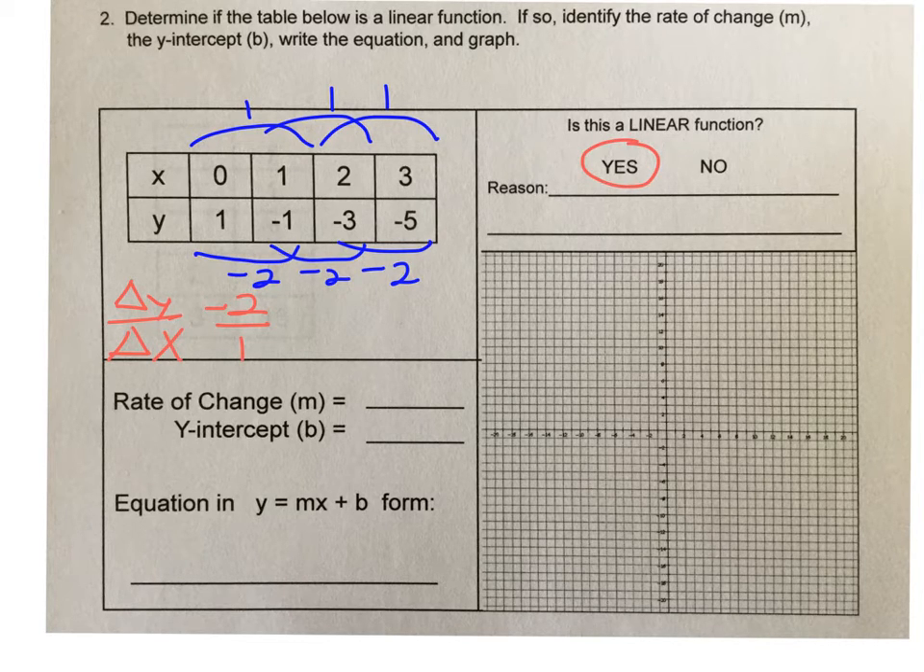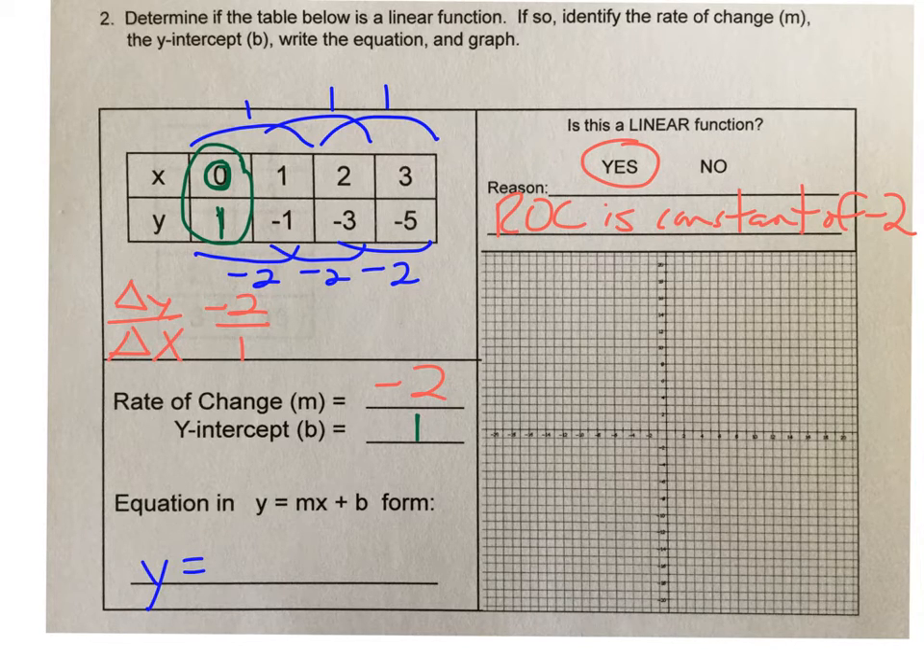So it is linear because the rate of change is constant of -2. Constant of -2 because -2 divided by 1. So your rate of change is a -2. Your y-intercept, again, look across from your 0. When your x is 0, what is your y? And that is a +1. So let's go ahead and fill it in. Your y stays, your equal sign stays. Your m is that -2, your x and plus sign stay, and then your y-intercept, your b, is a 1.